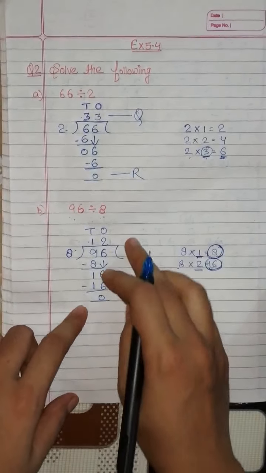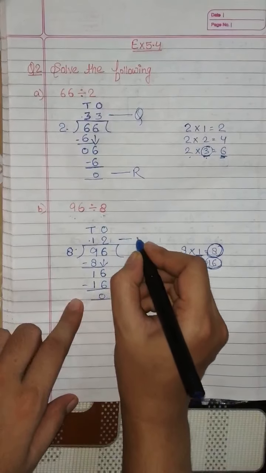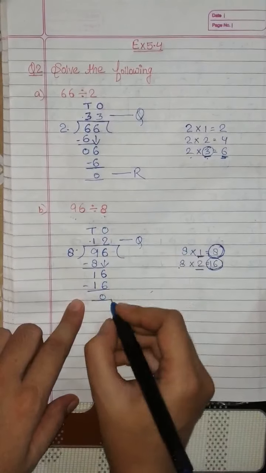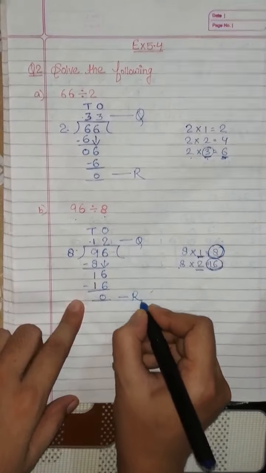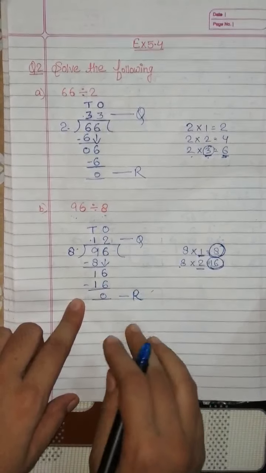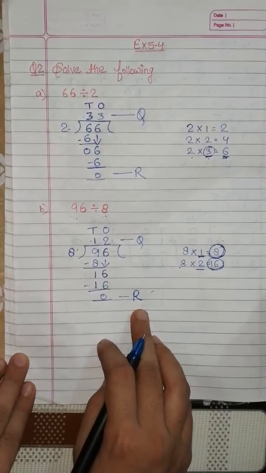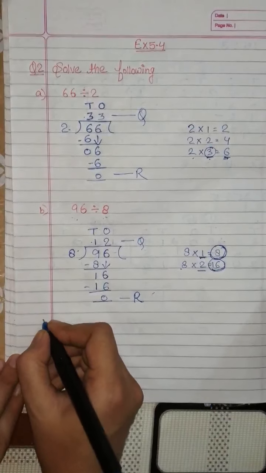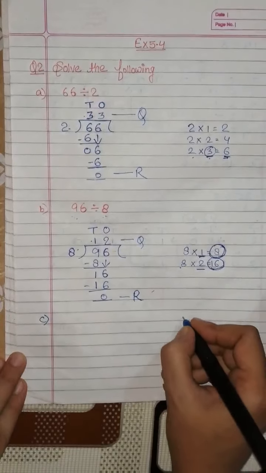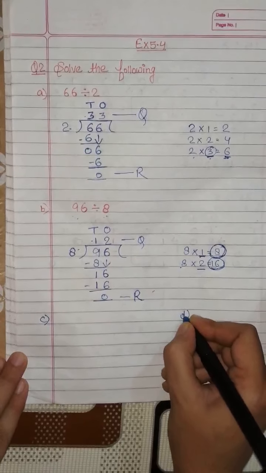So what is my quotient? The quotient is 12. So I'll mark Q over here. And what is the remainder? Remainder is 0. So you'll mark R for the remainder. So students, likewise you have to complete C part and D part in your maths copy.